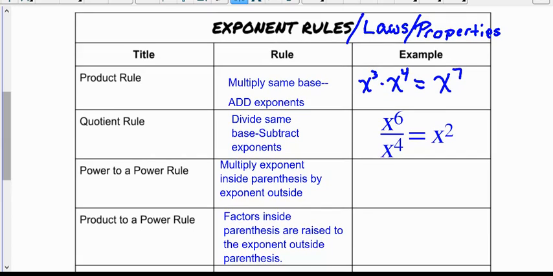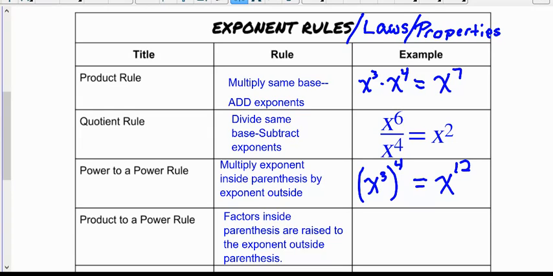Third one down here, power to a power. Power to a power looks like x to the third power, and then we raise it to a higher power, another exponent outside. The rule here is that we multiply the exponent inside by the exponent outside. And so that's x to the 12.